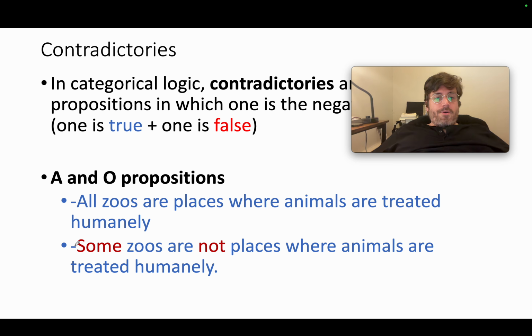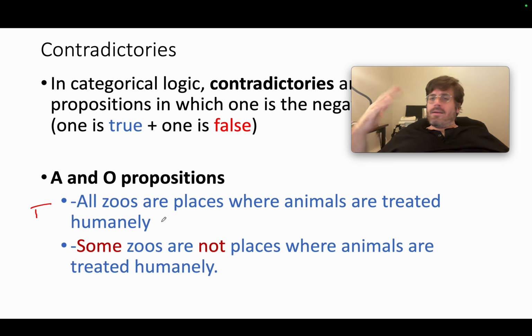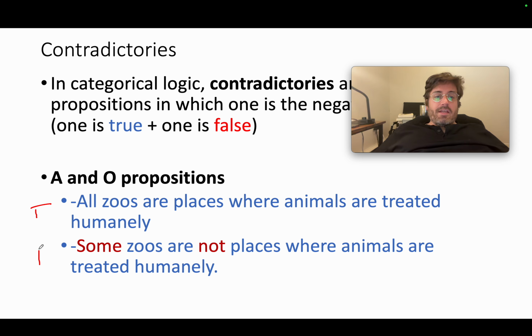So if I know that the A proposition is true, all zoos are places where animals are treated humanely, and we could debate about whether or not that's actually accurate, but let's just assume for the sake of argument right now that the A proposition is true. This means that by necessity, the O proposition is false, because it can't both be the case that all zoos are places where animals are treated humanely, and simultaneously, some zoos are not places where animals are treated humanely, right? So if the A is true, the O has to be false.